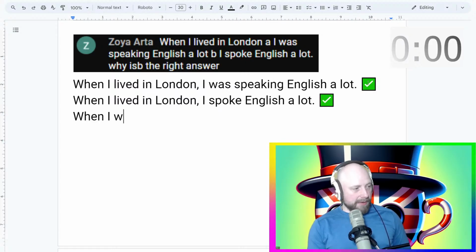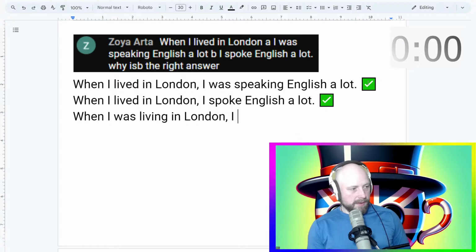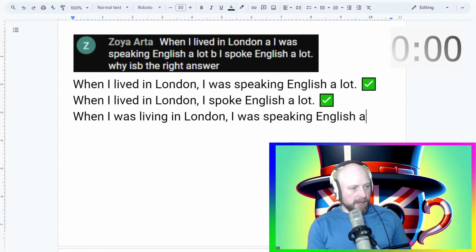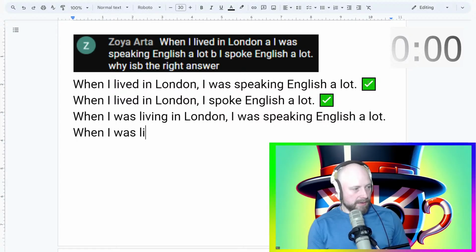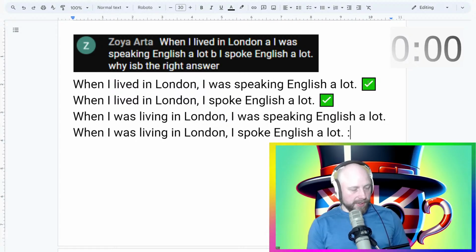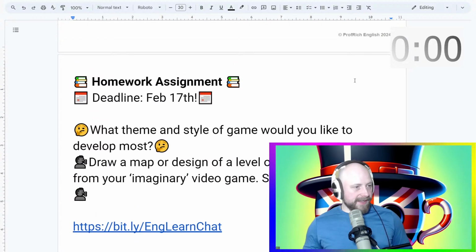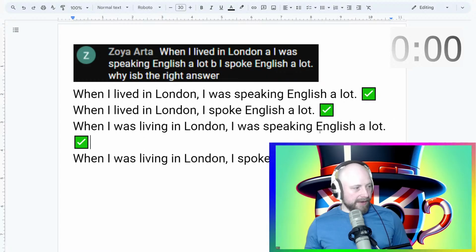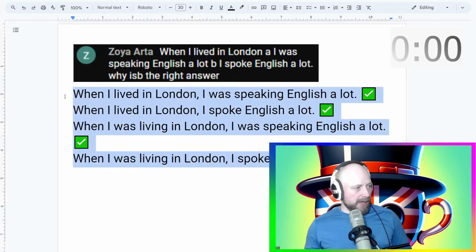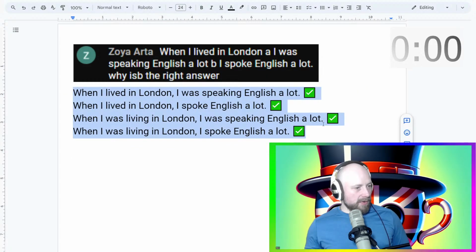We could even say when I was living in London, I was speaking English a lot. Or when I was living in London, I spoke English a lot. They're also okay. Of course, it depends on the context. With different contexts, they might change, but as is, they are all okay.